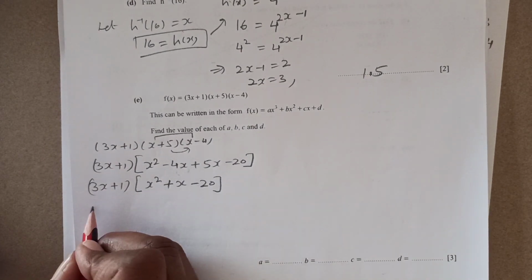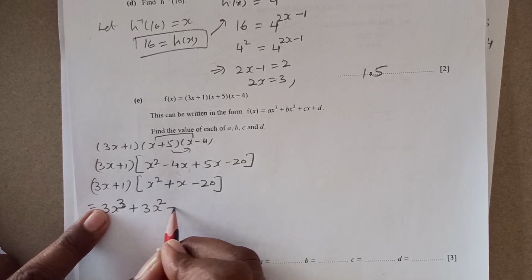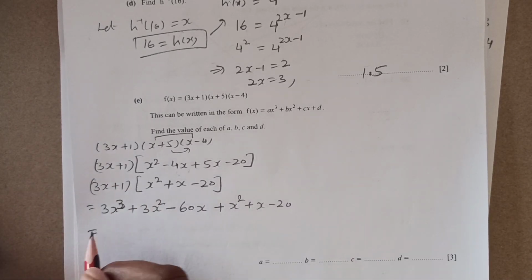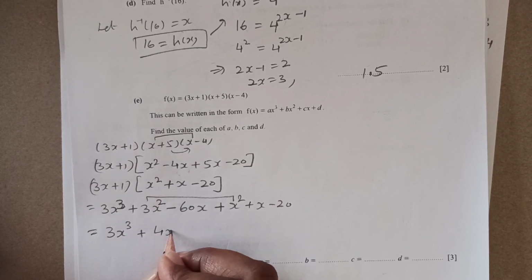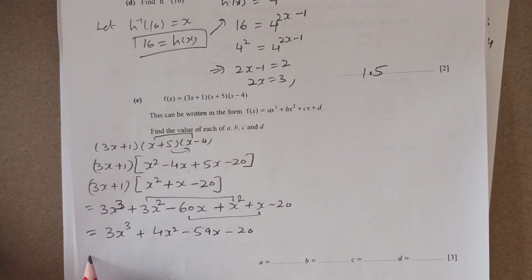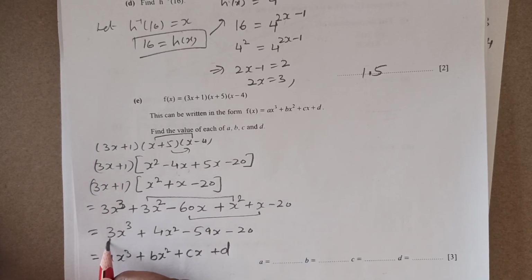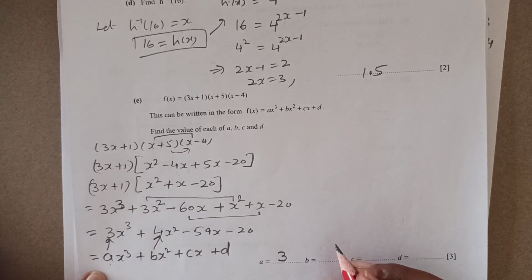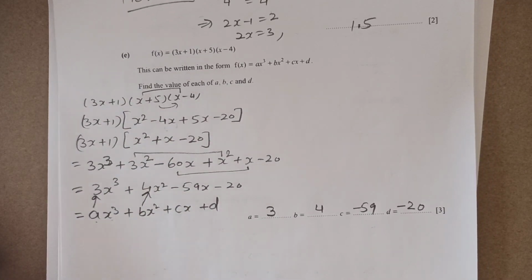Now again multiply. This is going to be 3x cubed plus 3x squared minus 60x, then plus 1 times x squared plus x minus 20. Now combine the like terms: 3x cubed, x squared we have 4x squared, then 59x minus 20. He said this can be written as ax cubed plus bx squared plus cx plus d. If you compare, equating the coefficient of x cubed, a is 3. So the value of a is 3, b is 4, c is negative 59 and d is negative 20. So that's all about this question.